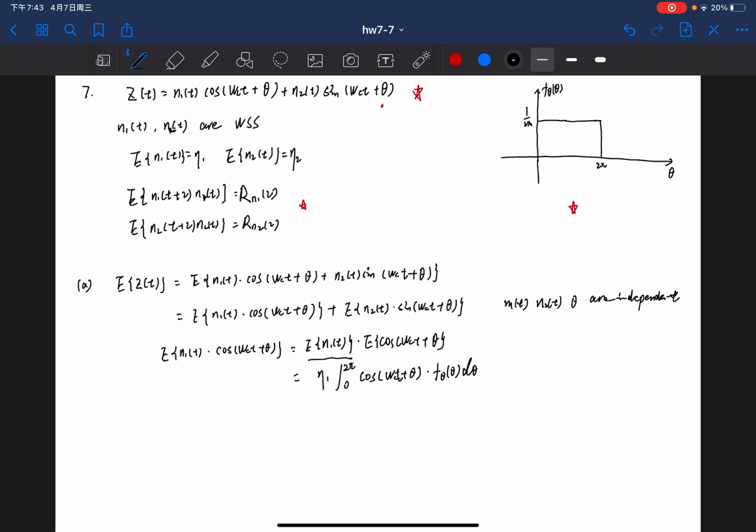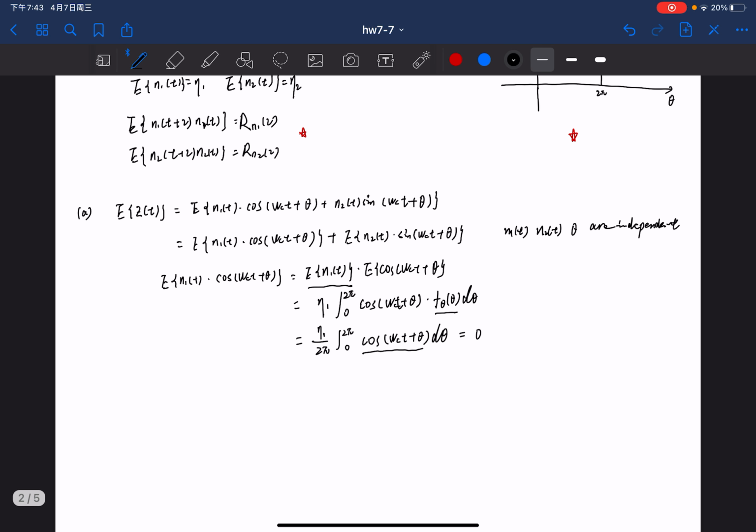And because theta is uniformly distributed, the PDF equals 1 divided by 2 pi. So it equals eta 1 divided by 2 pi multiplied by the integral from 0 to 2 pi of cosine(omega_c t plus theta) d theta. It is obvious that from 0 to 2 pi is a period of this function, and because it is cosine, the integral over one period equals 0. So this part equals 0.